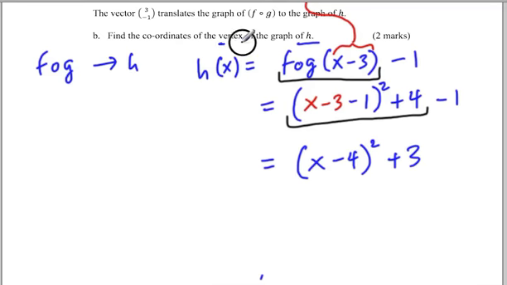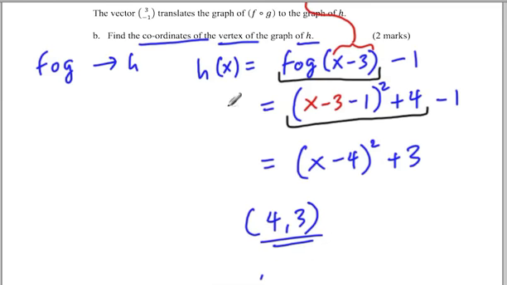So the question said find the coordinates of the vertex. Based on this, we know it's moved 4 to the right, up 3. So the coordinates of the vertex are simply 4, 3. And that's the answer for this one.